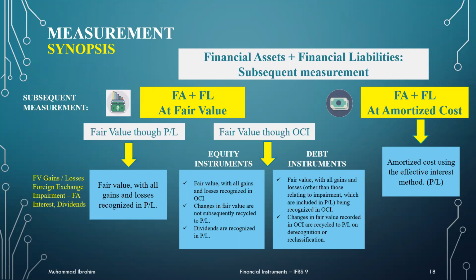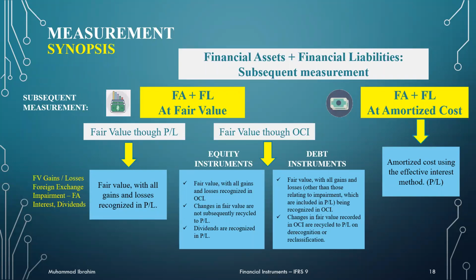that choosing the classification for an equity instrument is an irrevocable action. If you choose the fair value through OCI option at your initial phase, then you can never come back to the P&L, and you cannot recycle your fair value gain to the P&L at any later date when you sell those equity instruments.